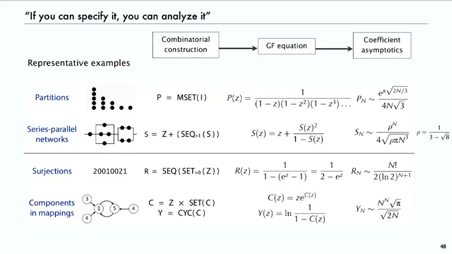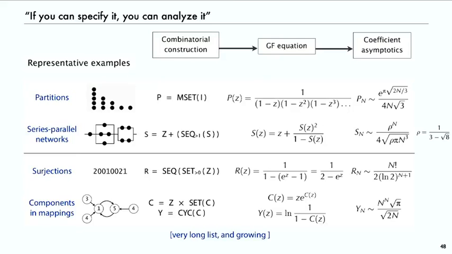Components in mappings. A mapping is a function from the integers 1 through n to itself, and that is done with two constructions. It's a cycle of trees, really, and a tree is a node and a set of trees. So that's what those constructions say, and they immediately translate into those generating function equations, and then we have transfer theorems that immediately give the coefficient asymptotics.